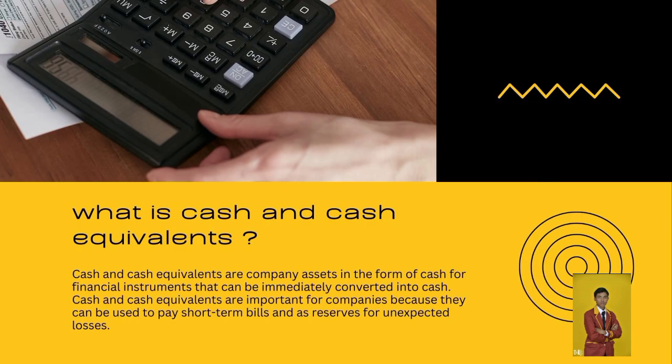Cash and cash equivalents are company assets in the form of cash or financial instruments that can be immediately converted into cash. Cash and cash equivalents are important for companies because they can be used to pay short-term bills and as reserves for unexpected losses.